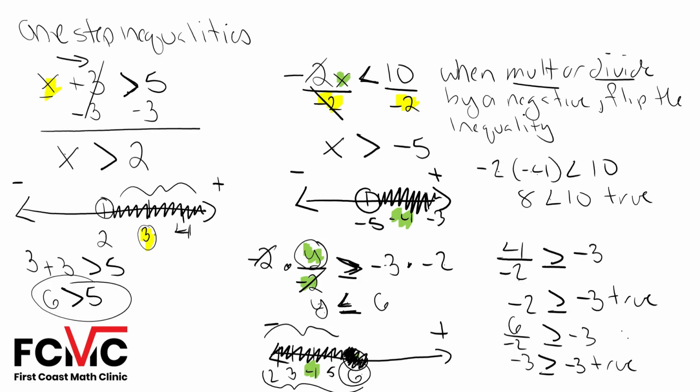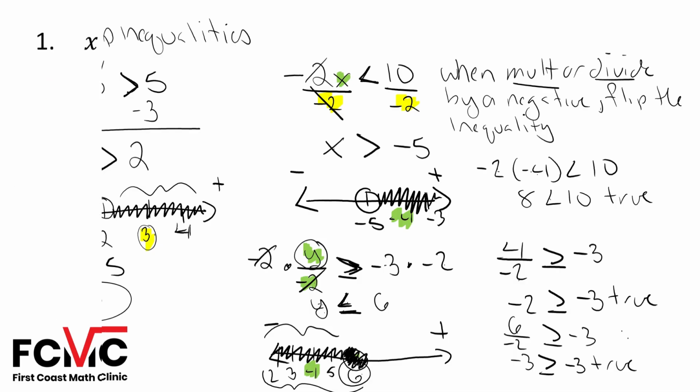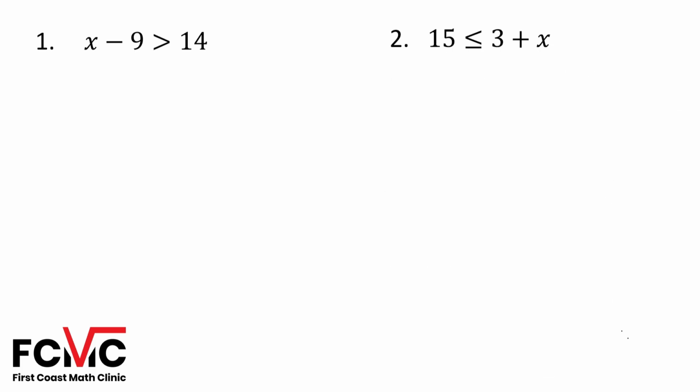All right, so let's do a few more examples solving one-step inequalities. For number 1, we've got x minus 9 is greater than 14. So let's get that x by itself. I'm going to add 9 and add 9 to both sides. I get x is greater than 25.